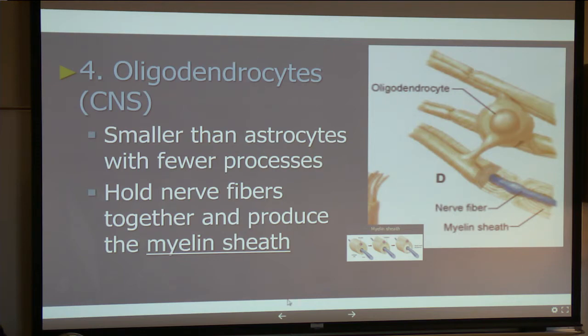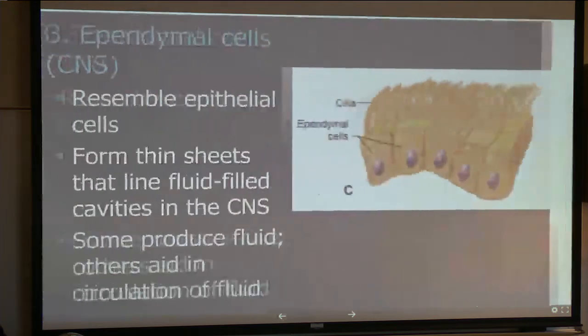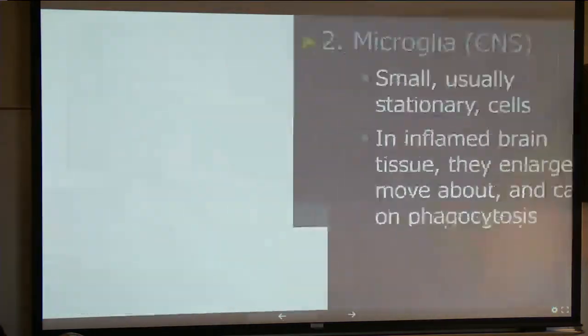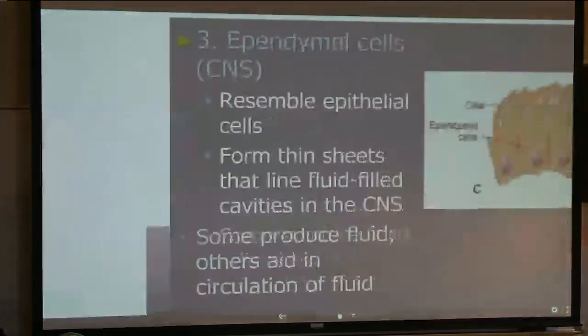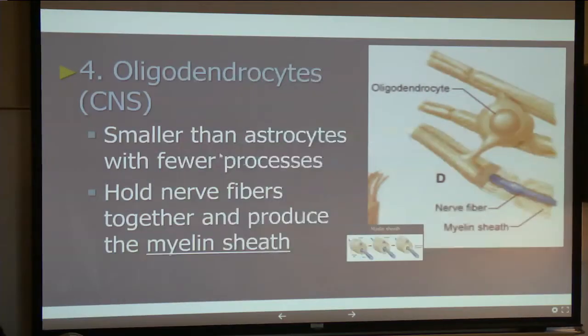If we go back to the astrocytes, you can see they have lots and lots of extensions sticking out of them, whereas oligodendrocytes, by name, by definition, just have a few. If we look at this oligodendrocyte, it's got one here and one here. So just a few. They're smaller than the astrocytes and have fewer processes sticking out of them.